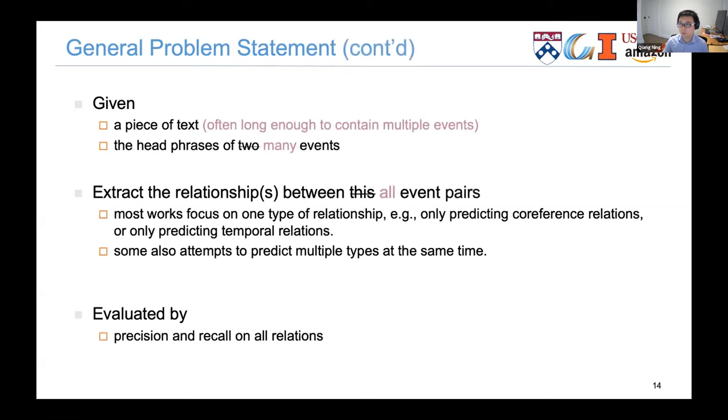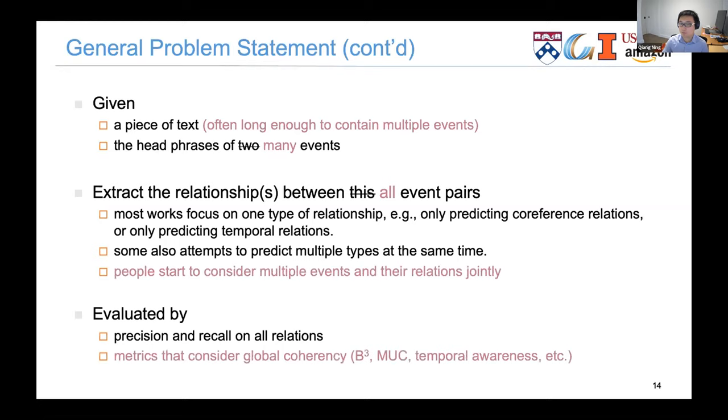Another setting, probably more complicated, is to present many events. Instead of only looking at one event pair, this time one can look at all event pairs in the given context. Since these relations connect many events together, we can consider multiple events and their relation extraction problem jointly. There are corresponding metrics like B3, MUC, and temporal awareness that consider global coherence. Of course, there are also many works discussing these metrics and how to improve them, although discussions over metrics are not covered in my talk today.